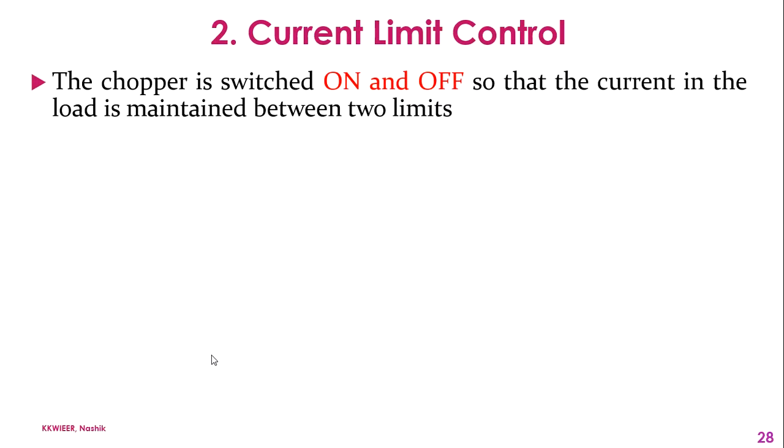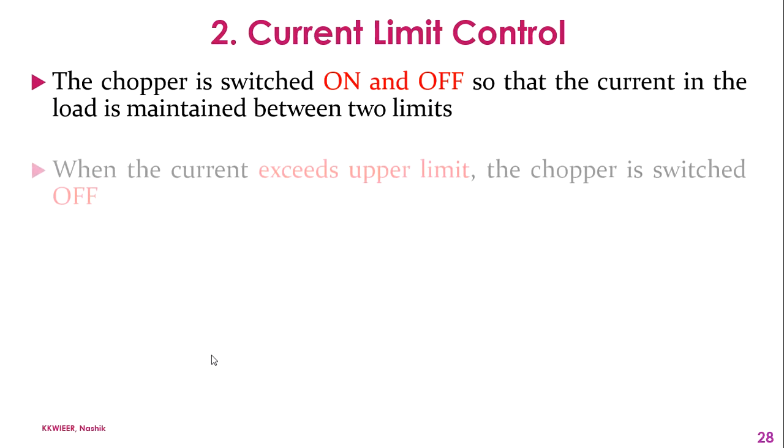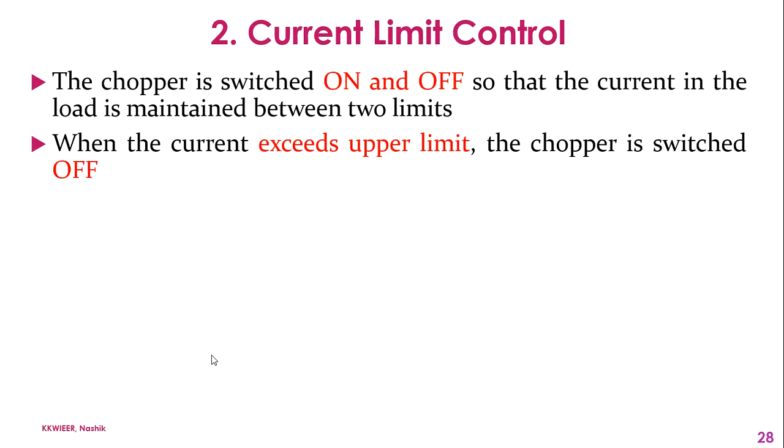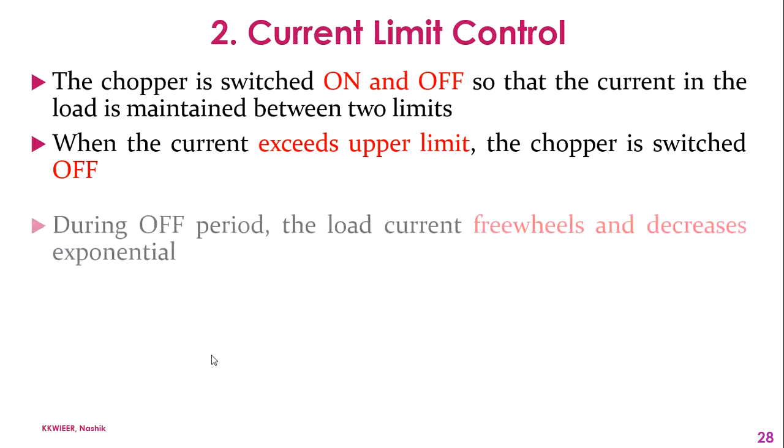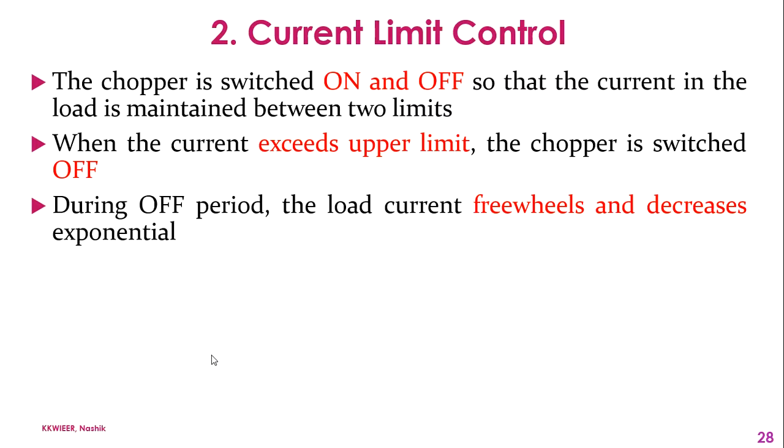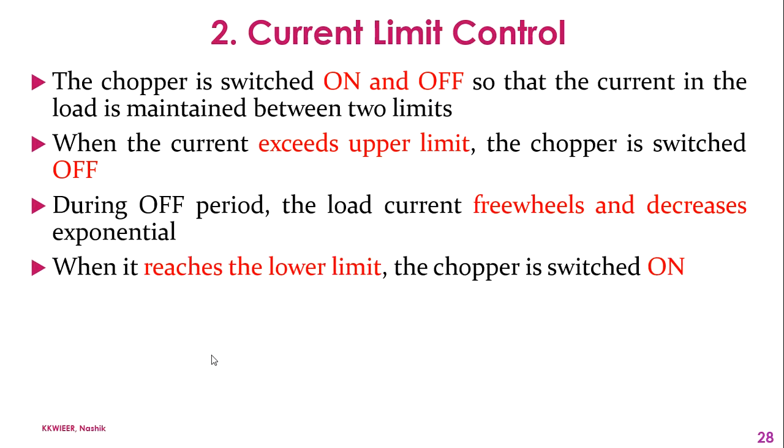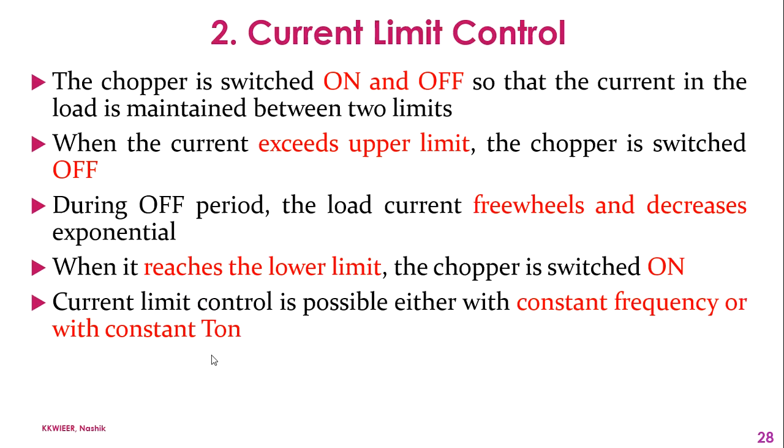Now talking about the second technique or second control strategy, that is a CLC, current limit control. The chopper is switched on and off so that the current in the load is maintained between two limits. When the current exceeds the upper limit, the chopper is switched off. During this off period, the load current freewheels and decreases exponentially. When it reaches a lower limit, the chopper is switched on. The current limit control is possible either with the constant frequency or constant T on period.